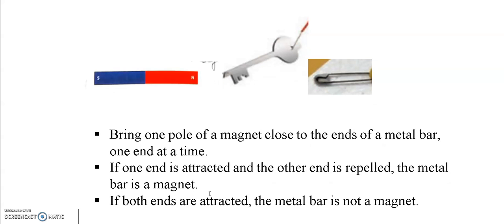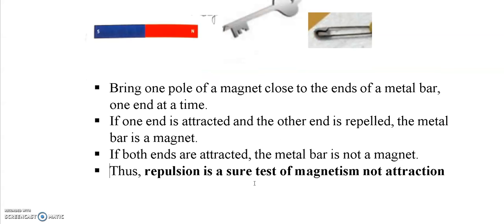But by repulsion, we can say whether a particular substance has magnetism in it or not. So if both ends are attracted, the metal bar is not a magnet. But if one of the ends is repelled, then we can say that it is a magnet. And with this, we can come to the conclusion that repulsion is a sure test of magnetism and not attraction. This is a very important feature, and this can be asked as a give-reason question also. All right? So remember this.